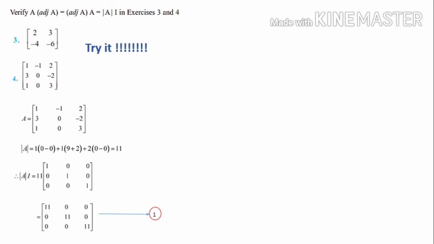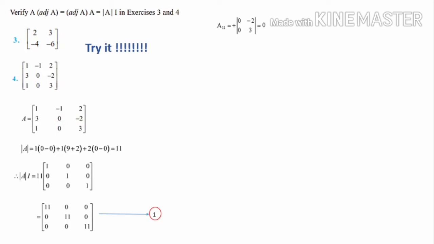We have to calculate adjoint A again, because we need adjoint A into A also, A into adjoint A also. So we have to go for calculating adjoint A. Before that, we have to find the cofactors. That is A11, the cofactor of the first element, that is 1. Row and column is eliminated. The balance elements are 0, minus 2, 0, 3.